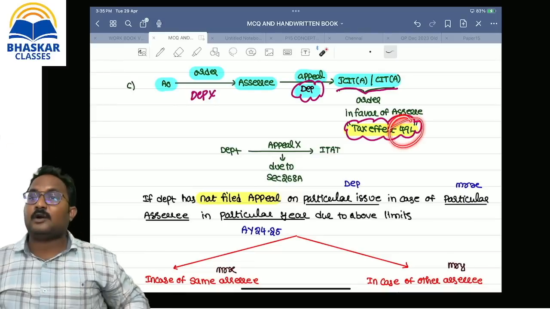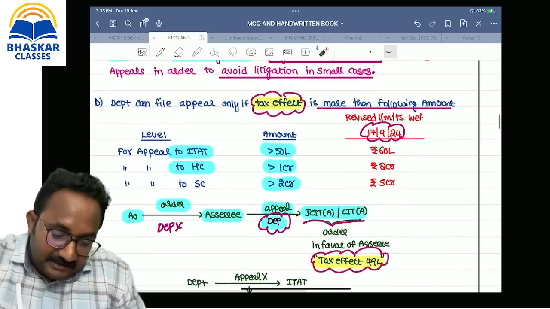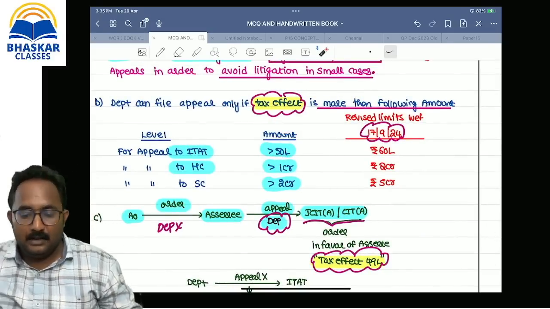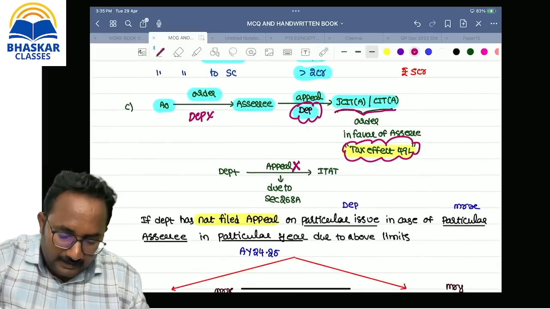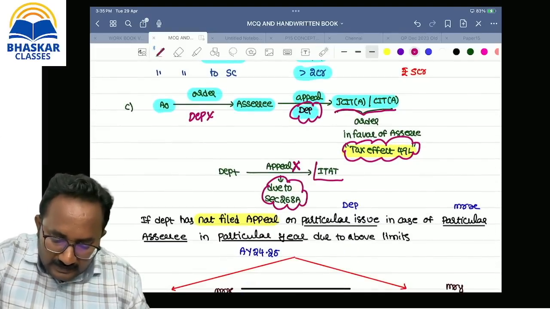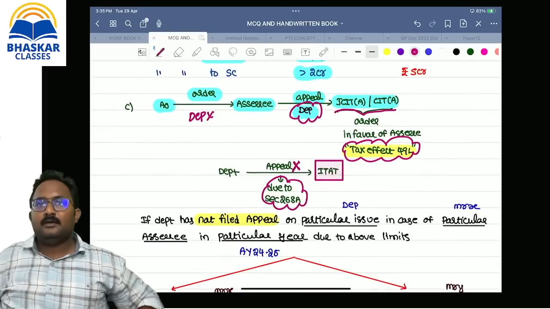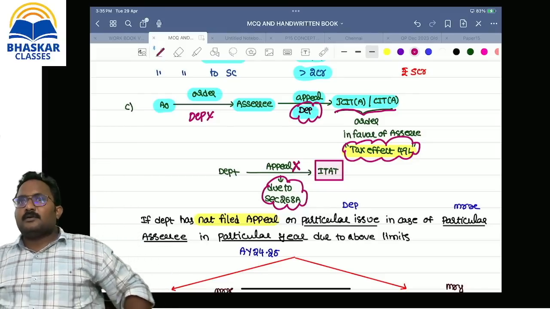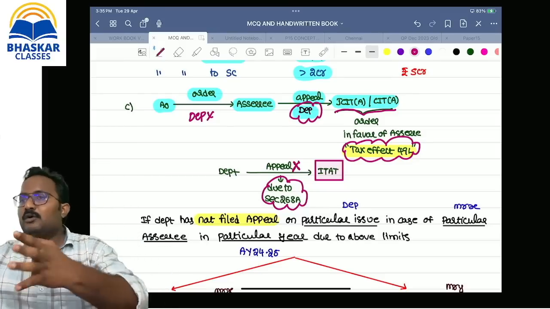The reason is that the tax effect is 49 lakh. If the tax effect is more than 50 lakh, only then can they make an application before the ITAT. But here the department is not making any application because of section 268A. Have you understood this? Now the assessee is feeling, I think, like he won a world war.